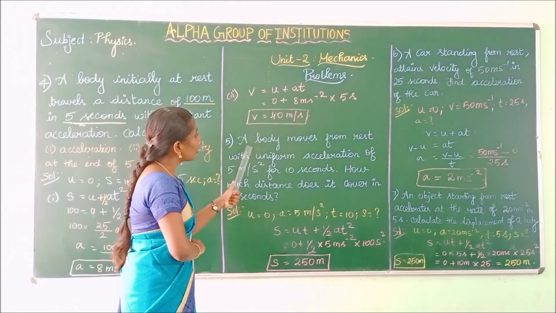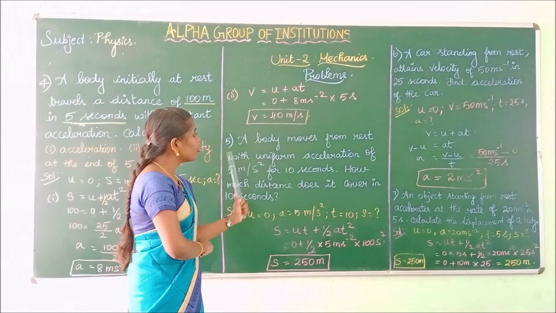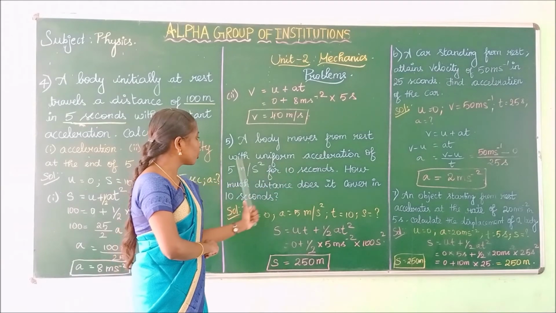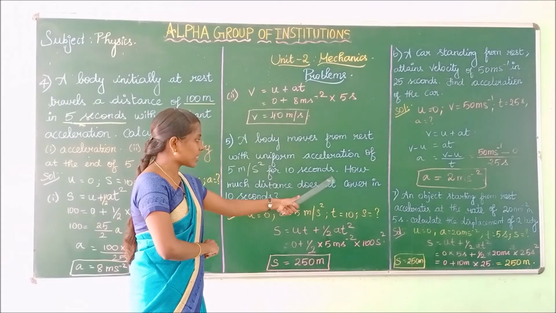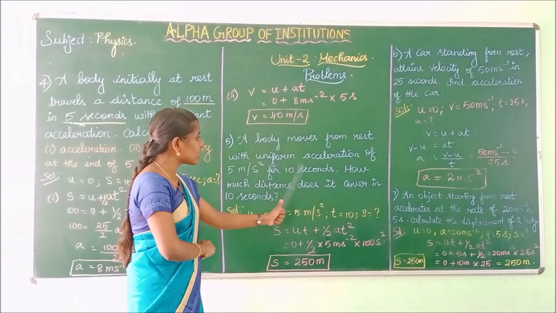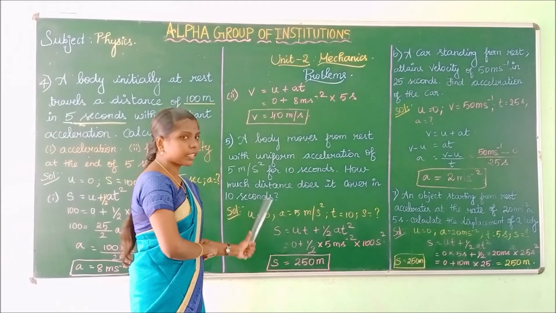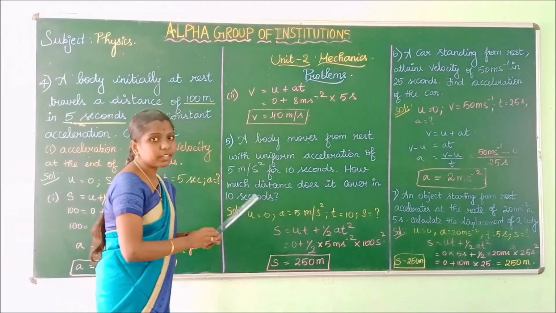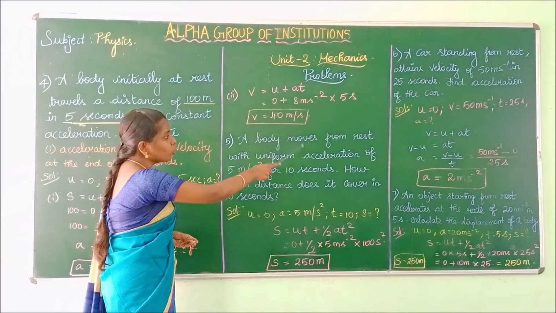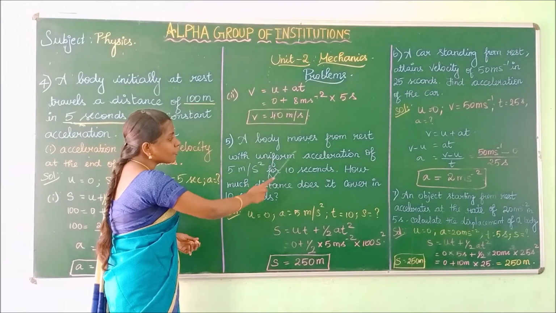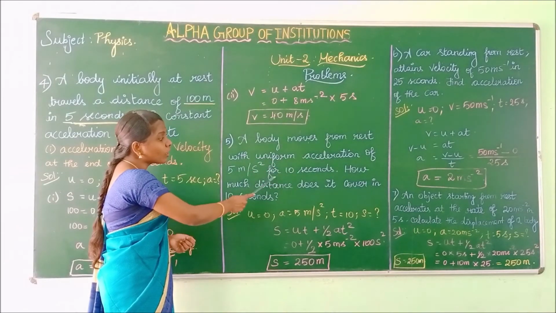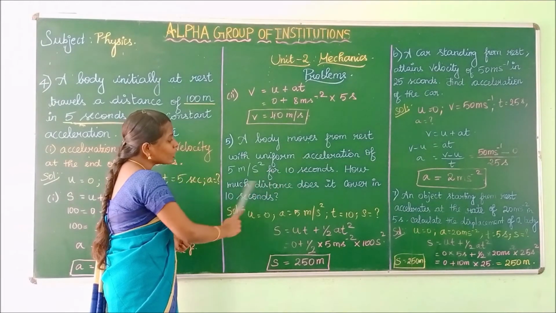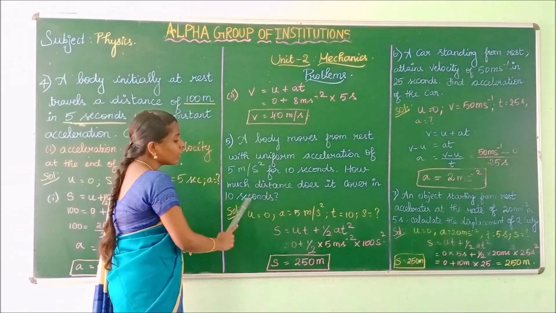Listen carefully. A body moves from rest with uniform acceleration of 5 meter per second square for 10 seconds. How much distance does it cover in 10 seconds? Okay, I'll read the question again. Listen carefully. A body moves from rest with uniform acceleration of 5 meter per second square for 10 seconds. How much distance does it cover in 10 seconds?